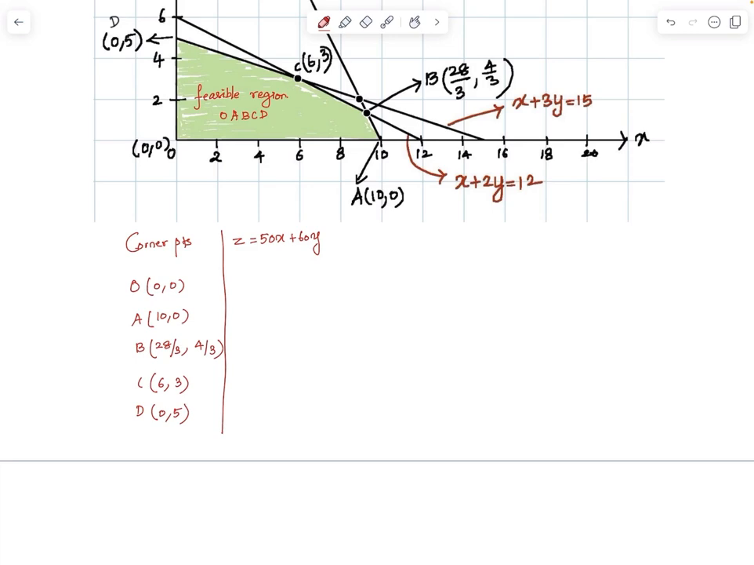The value of Z at these points: for 0, we get 0 itself. For A, we get 500. For B, we get 546.6. For C, we get 480. For D, we get 300. So the target is to maximize the profit. The highest value of Z is 546.6.